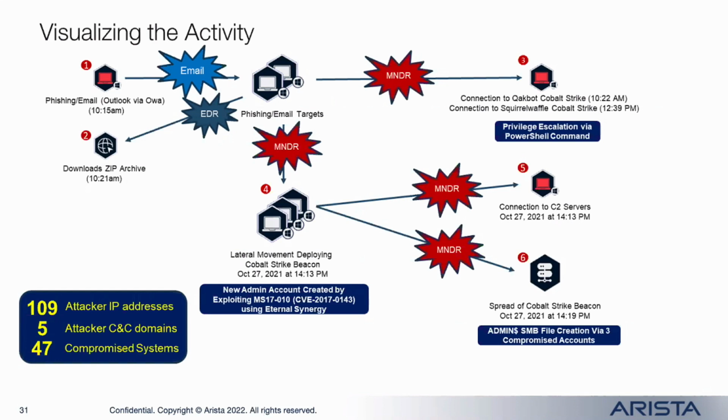Ultimately spreading to 47 compromised systems in this case. And so we're identifying all of this and providing this telemetry back to our customer as they're doing their incident response, helping them scope and ultimately contain and shut down the command and control communication.